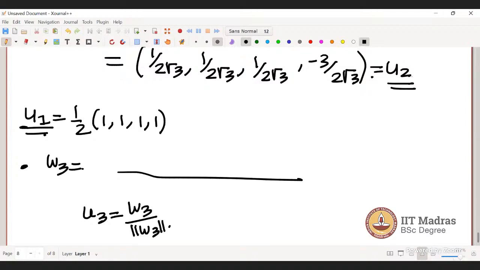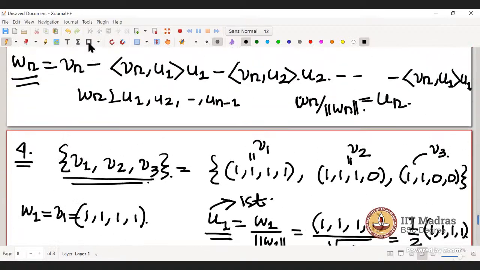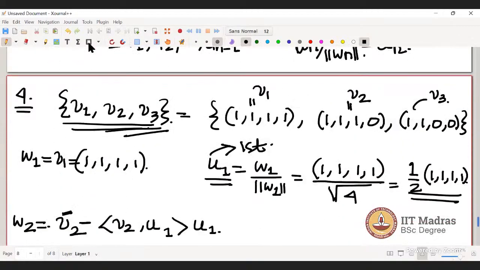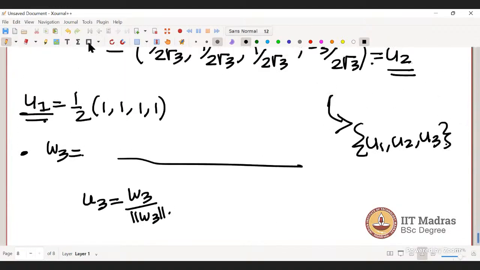So once you have computed U3, then the orthonormal basis is U1, U2, and U3. And this basis you are getting from V1, V2, and V3. And I'm repeating that if you start with a different basis, you may end up with a different orthonormal basis. Whatever basis you are taking, you will always get a unique orthonormal basis. For a different basis, the orthonormal basis will be different.